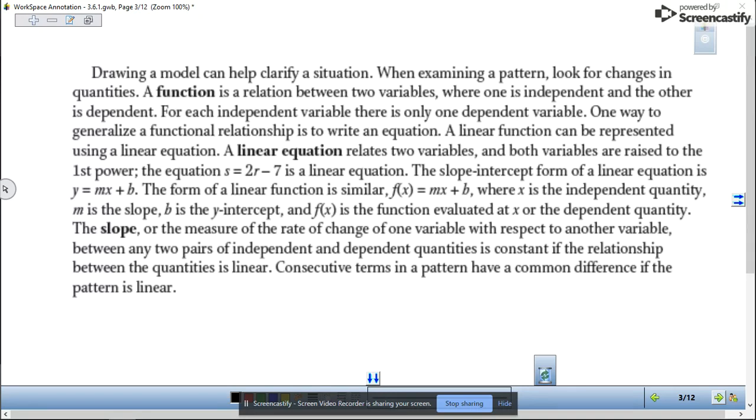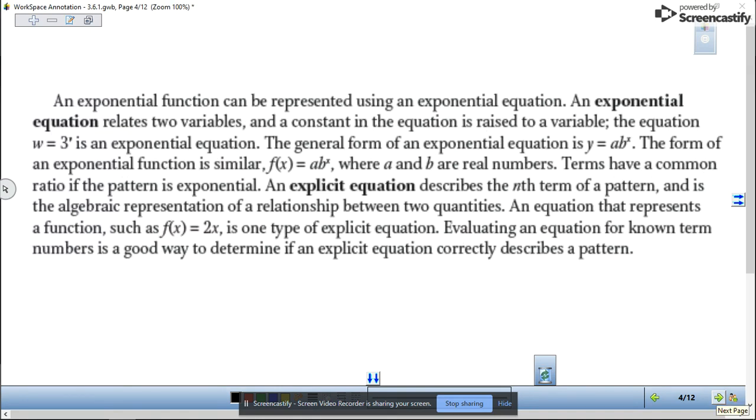And then, let's see here. Consecutive terms in a pattern have a common difference, which means you're repeatedly adding or subtracting by something. And then the other option is we have exponential. Those are the two we're going to focus on.